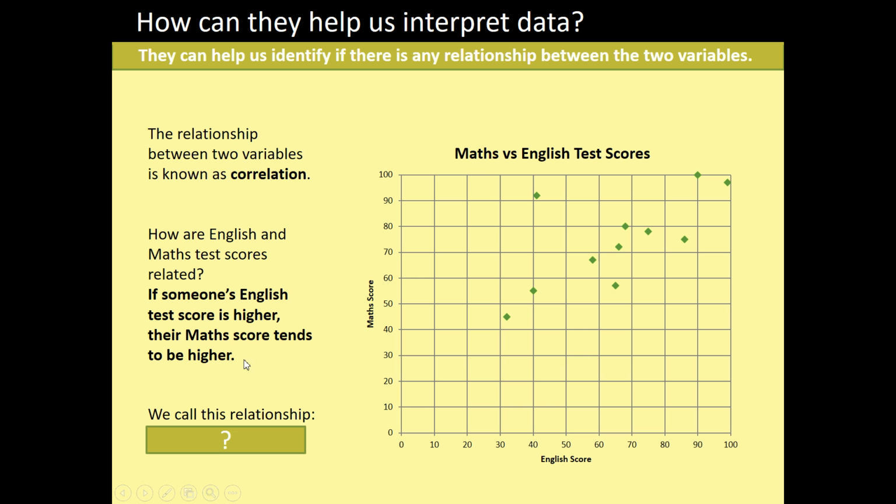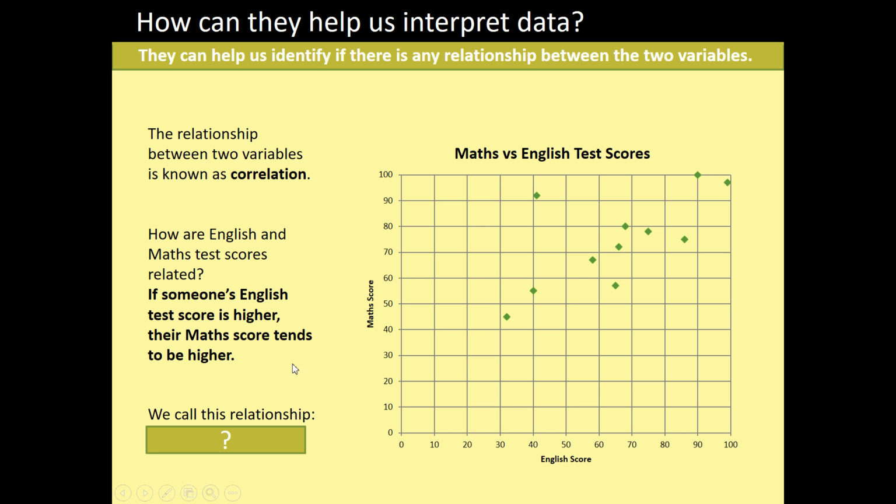Now, this is only for this information. This isn't going to be true for absolutely everyone. You can see there's certain people, this person up here only scored just over 40 in English, but scored over 90 in maths. So they're probably someone who is a lot more confident at doing their maths work than maybe their English. And it doesn't mean that everyone will have this. It says the score tends to be higher. So we'd expect it to be higher, but it won't always be the case.